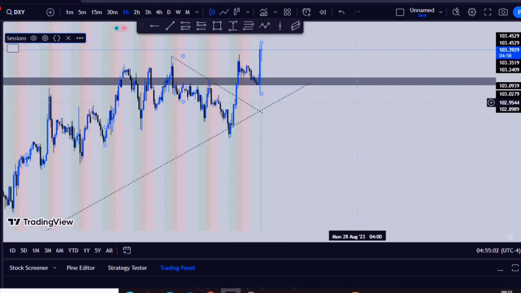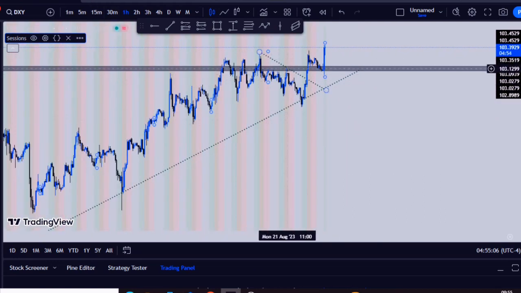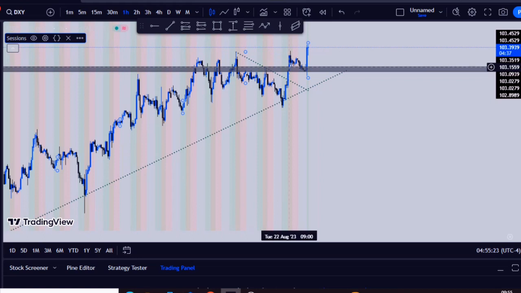Looking at the charts right now, this is currently on the 1 hour time frame. I want you to grab this. This is very simple, and when you come out, just focus on these two things. Don't stress it, don't overanalyze. Keep your chart very simple.